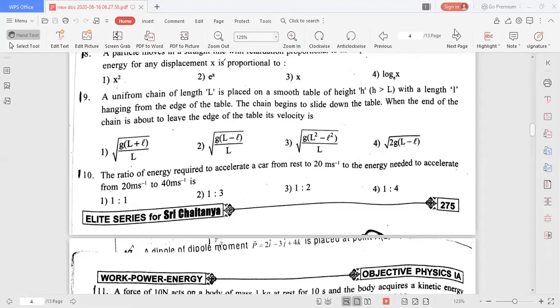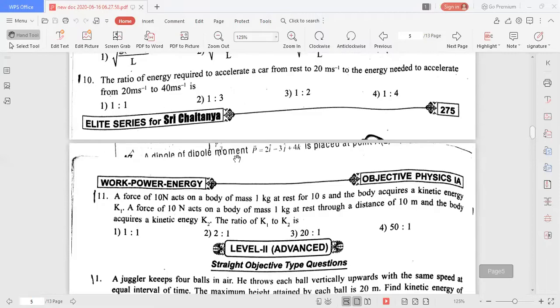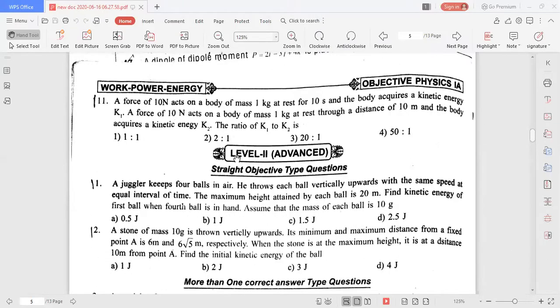Very good. That is the answer. Okay, next. You see the 11th problem. Have you seen this problem?